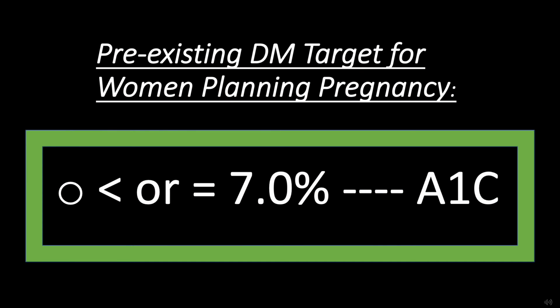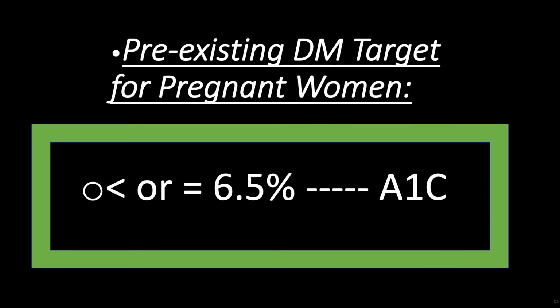Pre-existing DM target for women planning pregnancy, less than or equal to 7.0% A1C value. Pre-existing diabetes mellitus target for pregnant women, less than or equal to 6.5% A1C value.